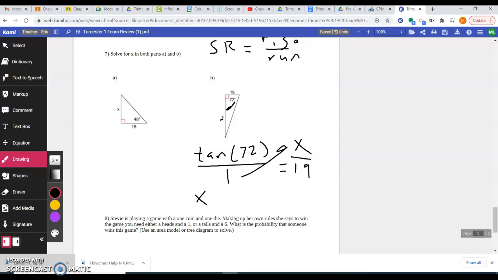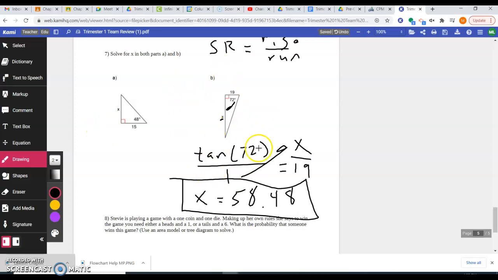1 times x gives me x, and the tangent of 72 times 19, I can put that in my calculator. Tangent of 72 times 19, and I got 58.48 when I round it. 58.48 is my x value there.